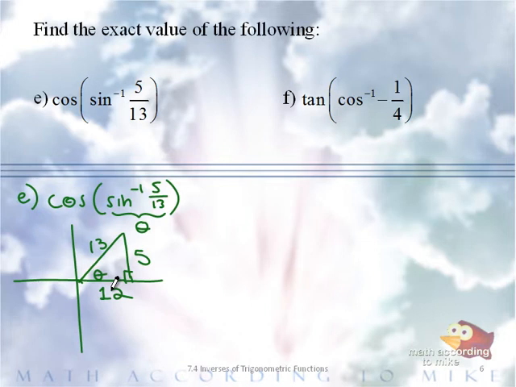So if the sine inverse of 5/13 we called theta, now we're trying to find the cosine of theta. So looking at this picture, what's the cosine of theta? 12/13, adjacent over hypotenuse. So again, you have to know your ranges and your domains for your inverse functions, along with your all students take calculus. It's not going to go away.